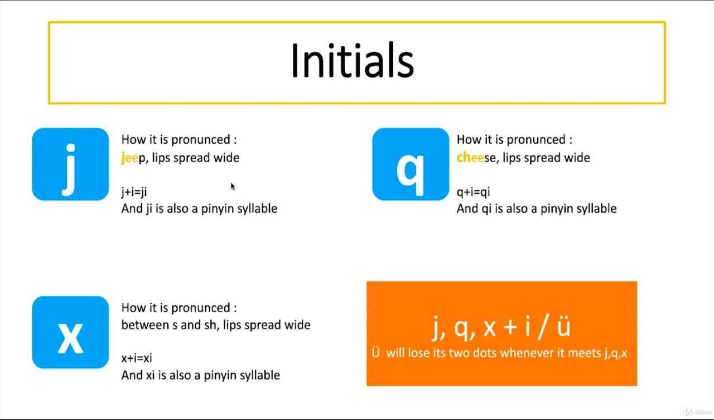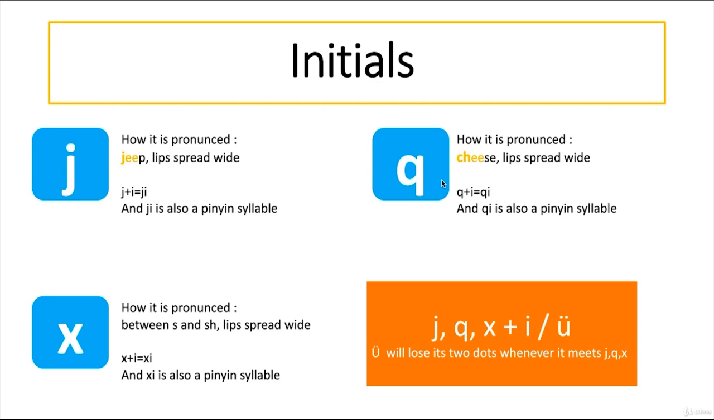Ji is similar to j in jeep, but the difference is when you pronounce j in jeep, your lips are rounded. When you pronounce ji in Chinese, your lips are spread wide, like when you are smiling. So let's try it. Ji, ji, ji.